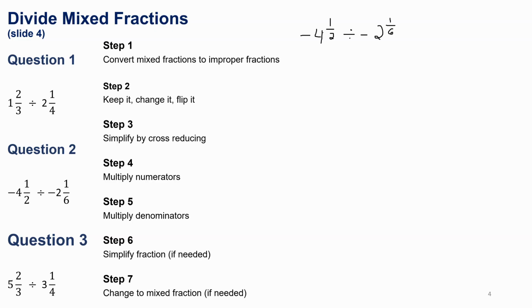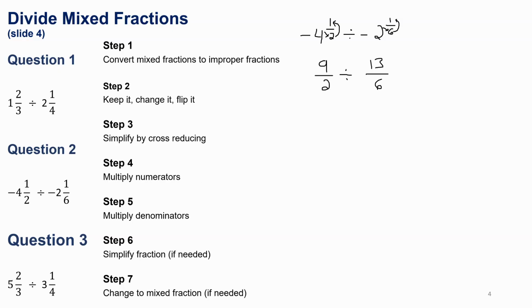So we're going to convert 4 1/2 to an improper fraction. I'm going to multiply 4 times 2 and then add that to 1. So 4 times 2 is 8, plus the 1 is 9, over the 2. Division sign, 2 times 6 is 12, plus the 1 is 13. So we get 13 over 6 here.